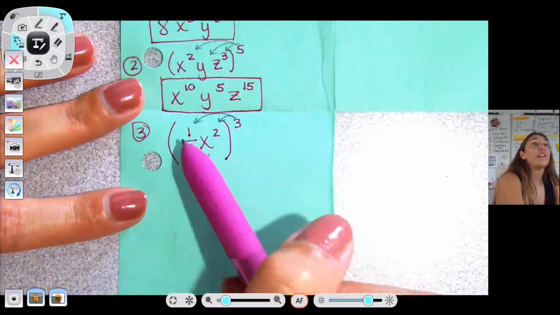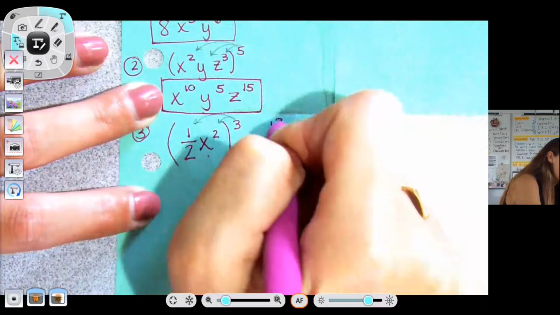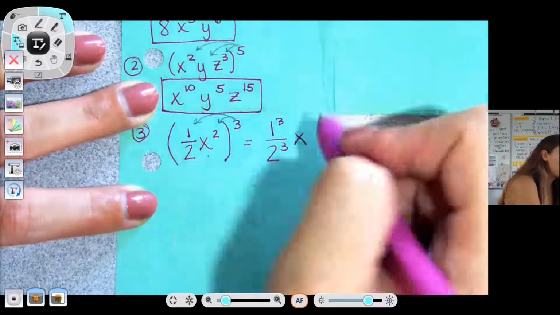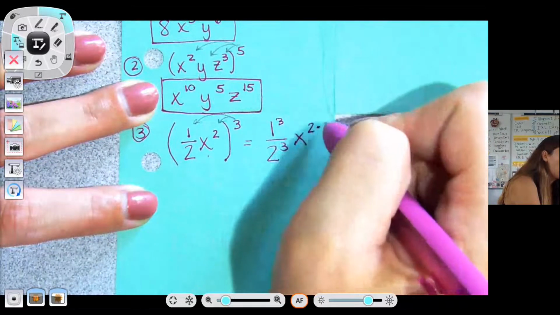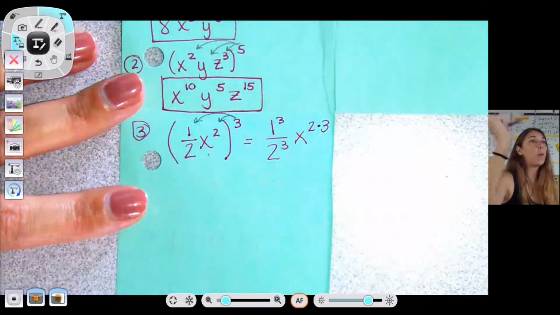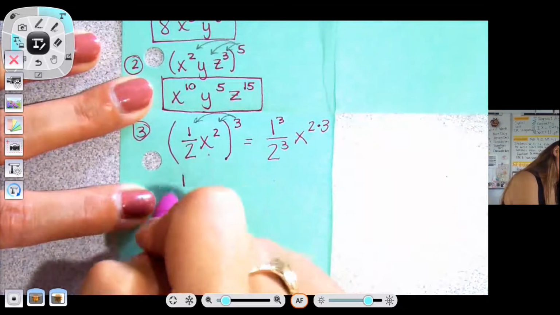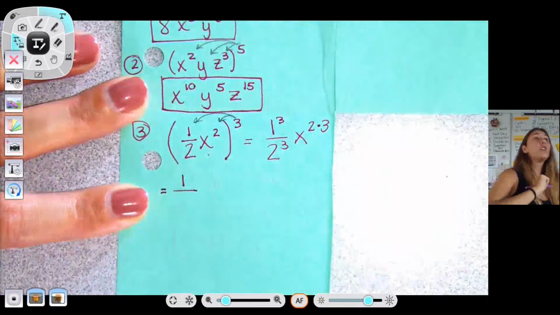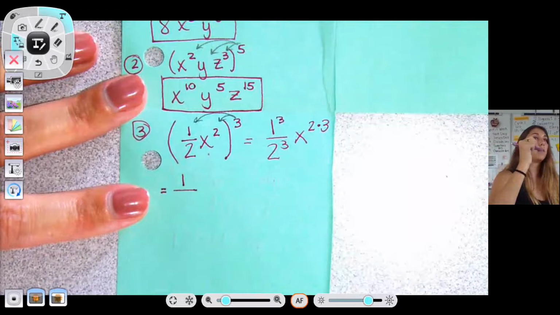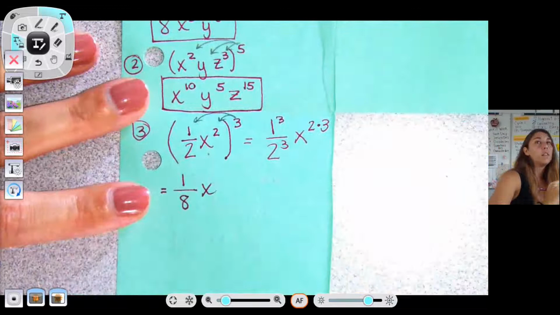I have to bring the 3 into the fraction. It has to go to the numerator and to the denominator. So this really is making 1 to the power of 3, 2 to the power of 3. X already has a power, so I'm doing 2 times 3 because X has a power of 2. It's getting dragged with the 3. 1 to the 3rd power is 1 multiplied by 1 multiplied by 1, which is 1. 2 to the 3rd power is not 2 times 3, it's 2 multiplied by 2 multiplied by 2, which makes 8. X to the power of 6.